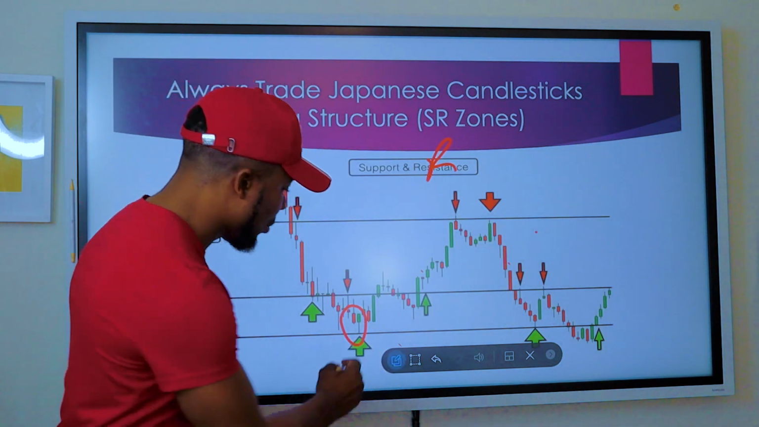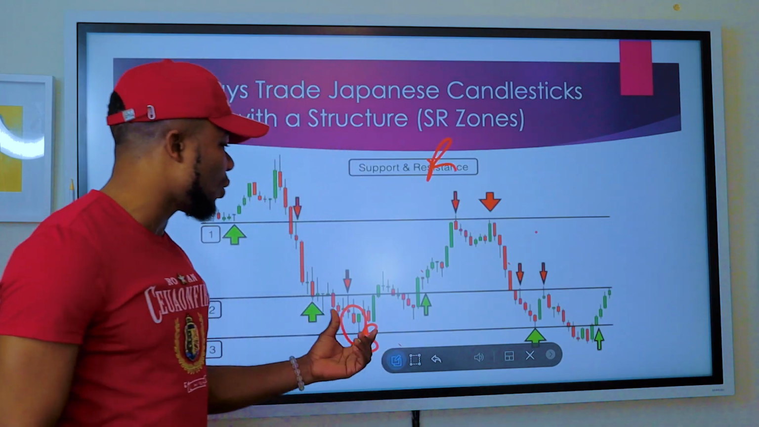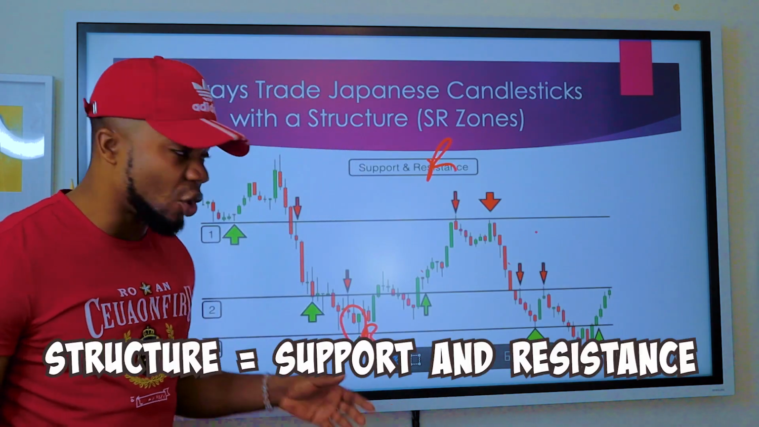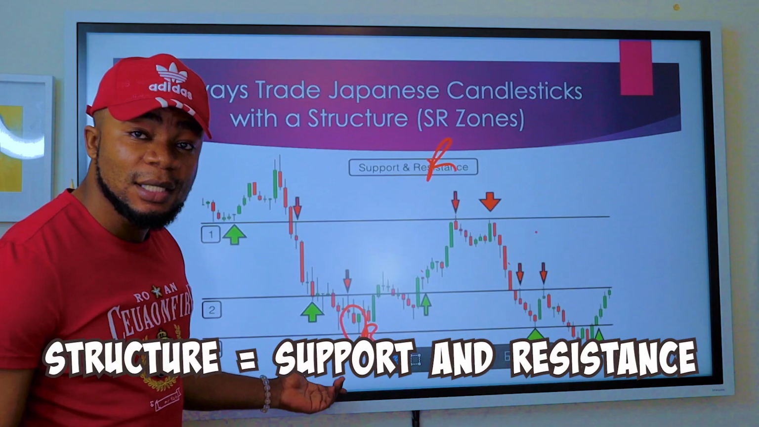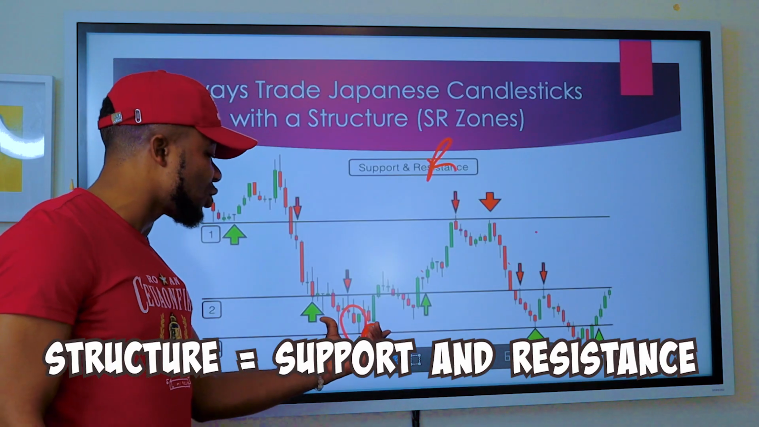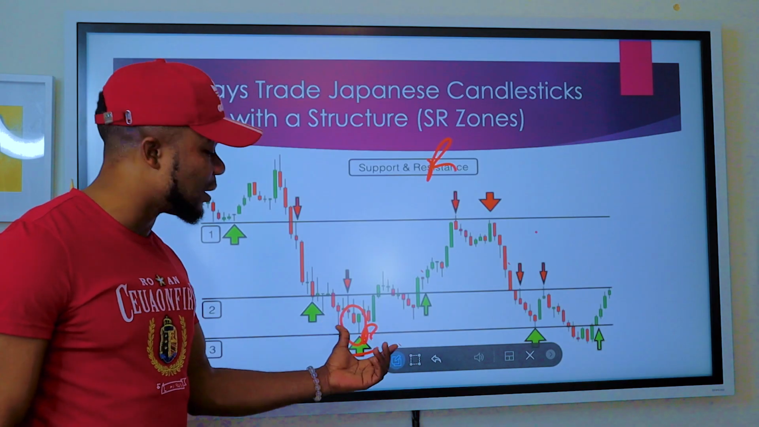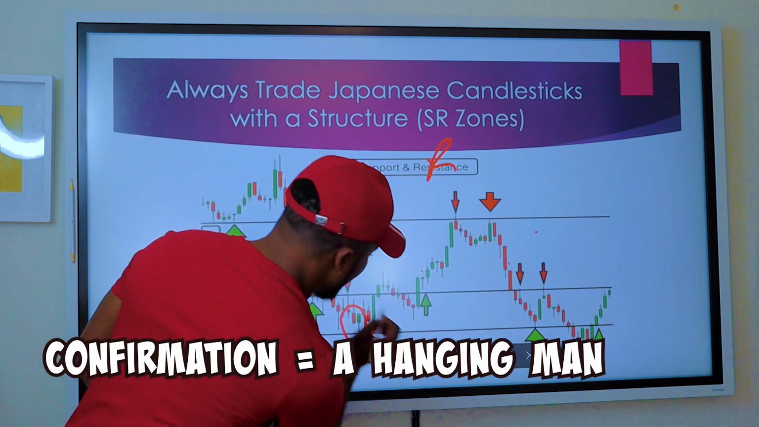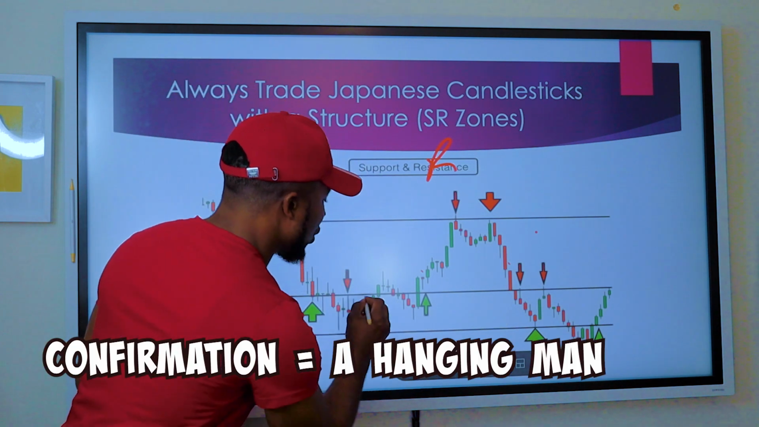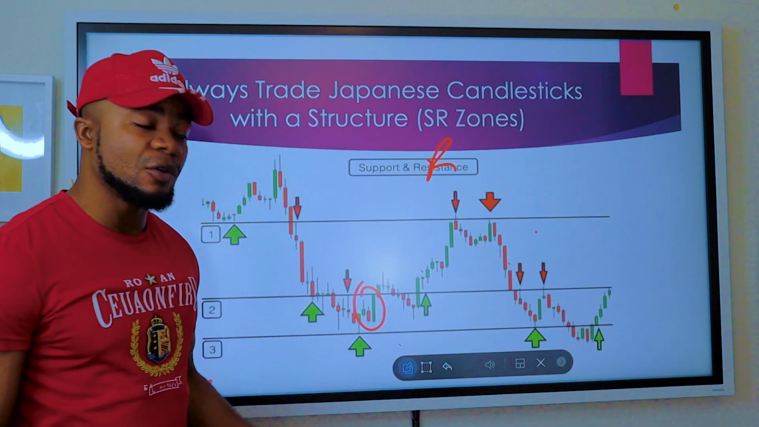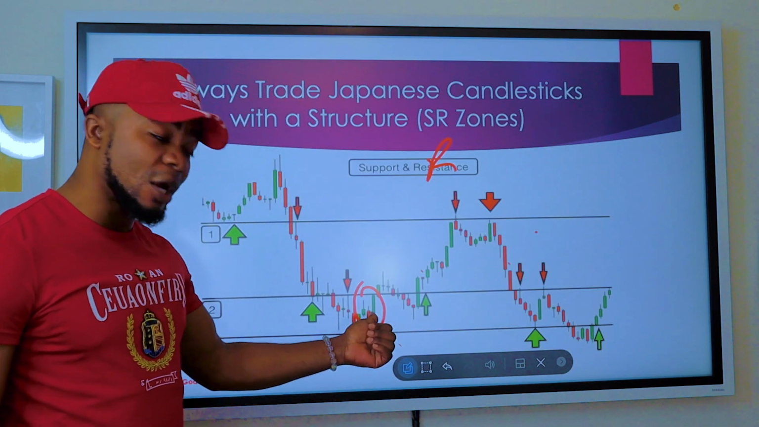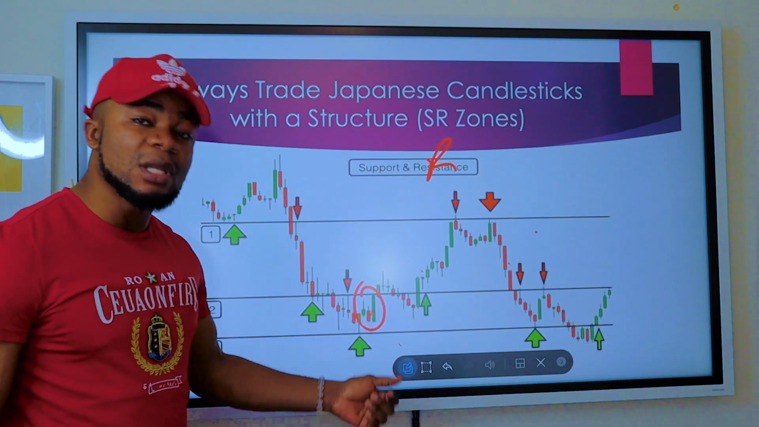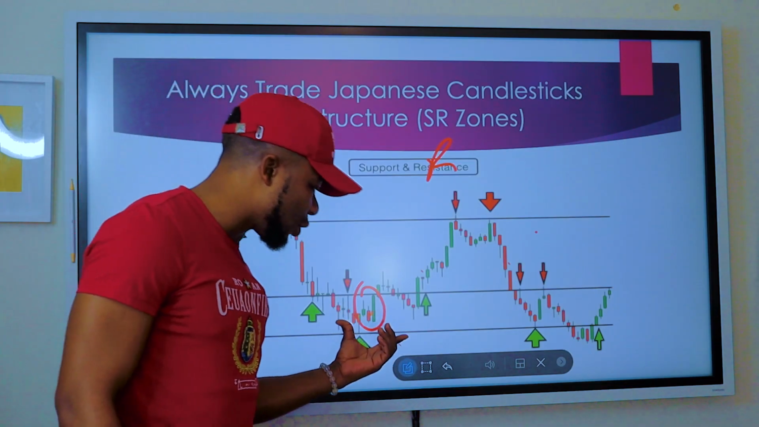So I bought somewhere here. The first thing was my structure, which was support and resistance. And then I needed a confirmation. My confirmation that the market might be turning around at this place is a hanging man. Or even if I didn't take this trade, the next candle I saw here was a full engulfing candle that completely engulfed this one. It still showed me another buy signal, so I would have bought somewhere here.